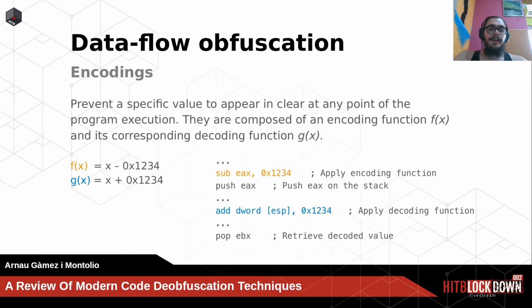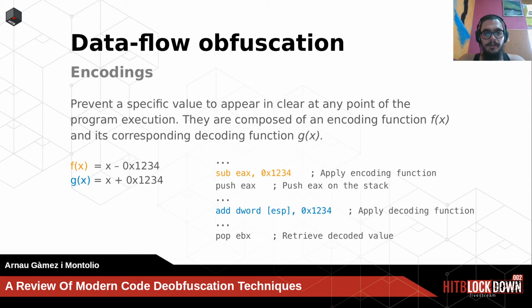We can also find another data flow obfuscation technique known as encodings, which are used to prevent a specific value from appearing in clear at any given point of the program execution. The basic idea is that we can compose a pair of functions, f and g, for example, where we apply an encoding function when we are interested in hiding a value.